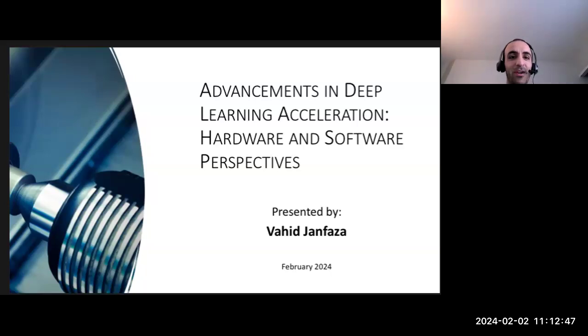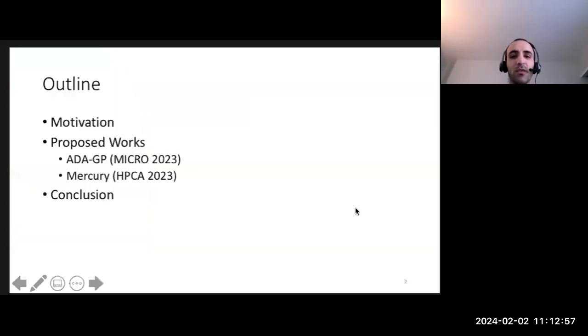Today, I'm going to talk about deep learning acceleration and some advancement in this area from hardware and software perspectives. At first, I will start with some motivation behind deep learning acceleration and why we need to accelerate deep learning training or inference in deep learning models. And then I will talk about two of my recent works, AGP and Mercury. And finally, I will conclude this presentation.